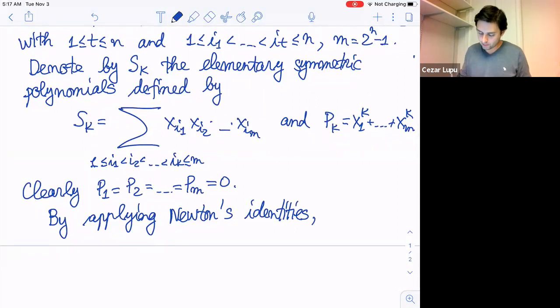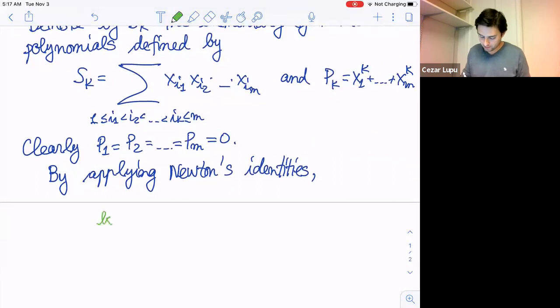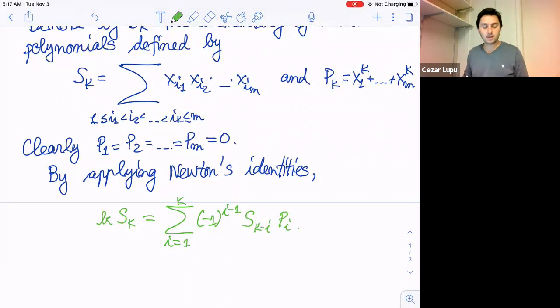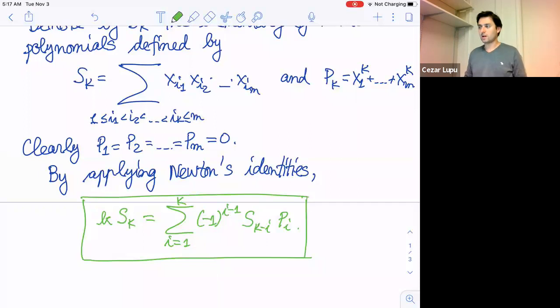Let's just write them. So I'm going to remind you these identities, right? There are these: k times s_k is the sum from i equals 1 to k of (-1)^(i-1) s_{k-i} p_i. Okay, so these are Newton's identities. We've discussed one of the problems previously using these identities. So by applying this, let's see, what do we have?